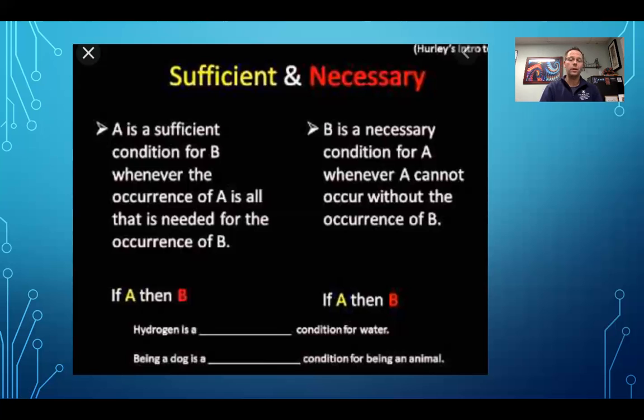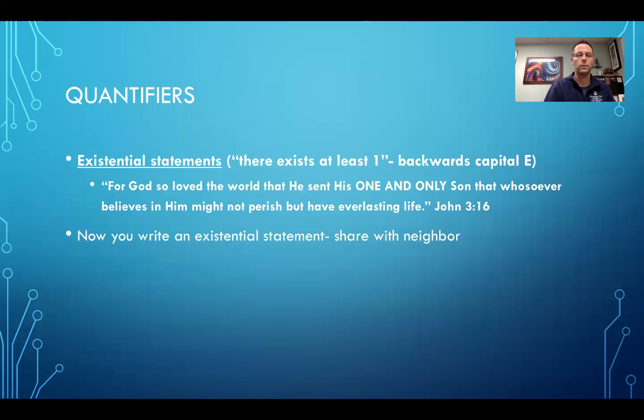How about this? Being a dog is a sufficient condition for being an animal. If you're a dog, you are an animal. It's enough. You don't have to be anything else to be an animal. Necessary and sufficient. We're getting there.